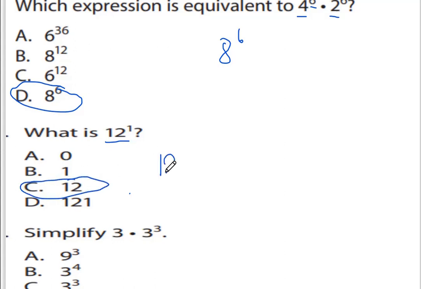How about if we're going to look for 12 raised to 0? So in this part here, the explanation for the exponent 0 is that any non-zero number raised to the power of 0 is equal to 1.